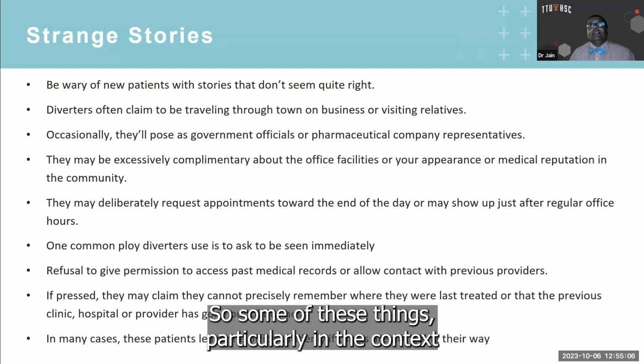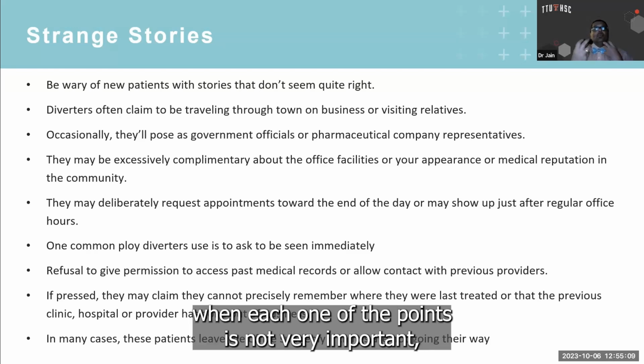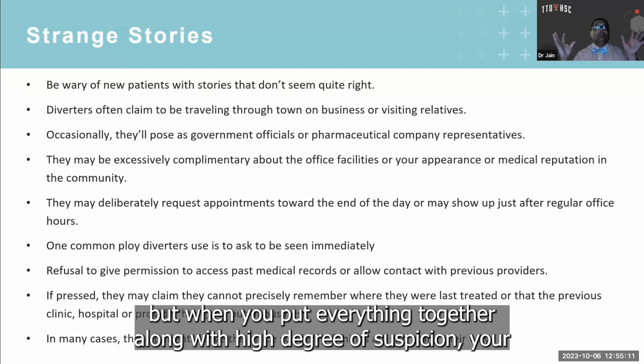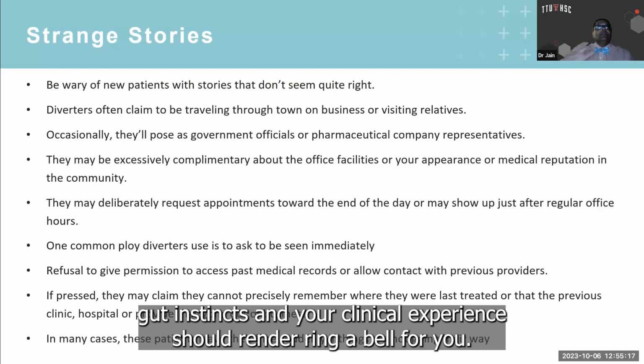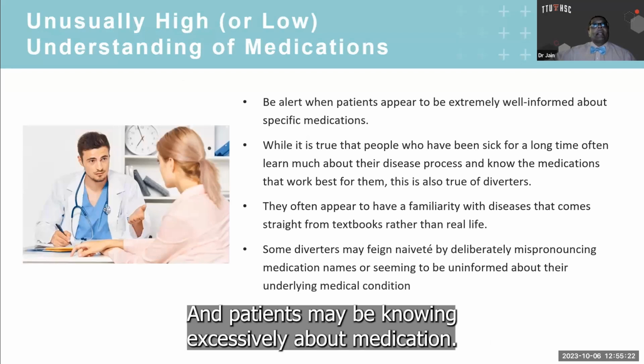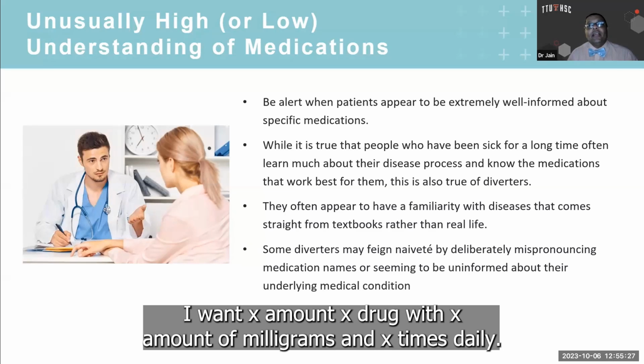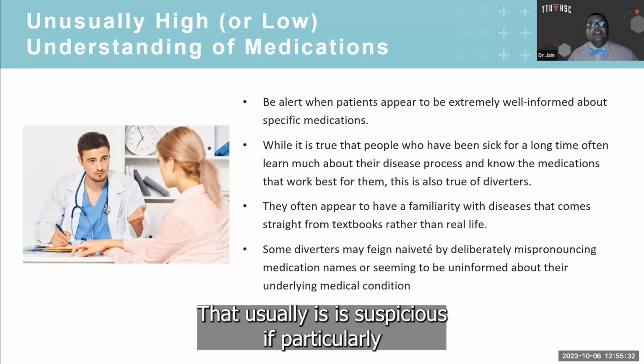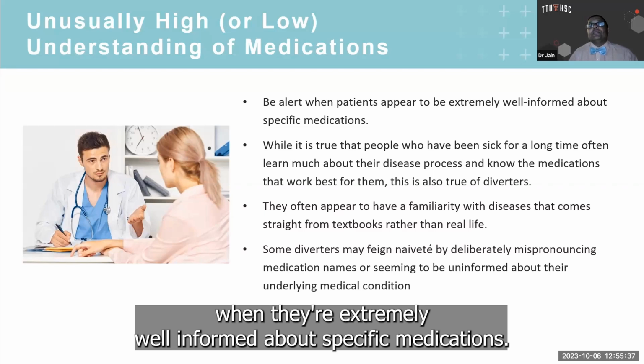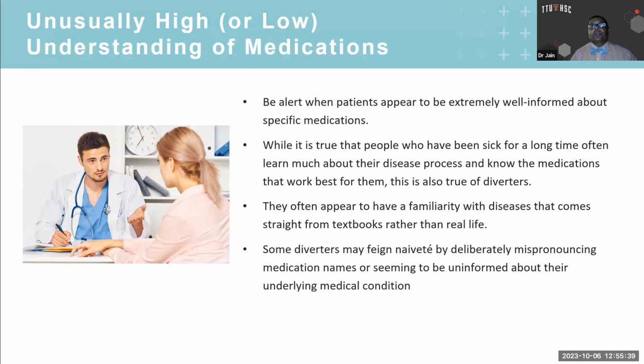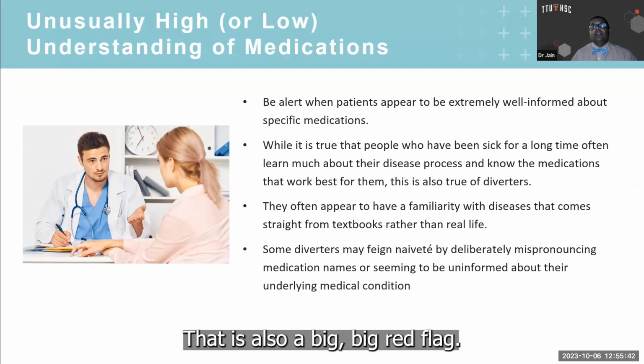Some of these things, particularly in context, when each one of the points is not very important, but when you put everything together along with a high degree of suspicion, your gut instincts and your clinical experience should ring a bell for you, right? And patients may know excessively about medication. I want X drug with X amount of milligrams and X times daily. That usually is suspicious, particularly when they're extremely well informed about specific medications. That is also a big red flag.